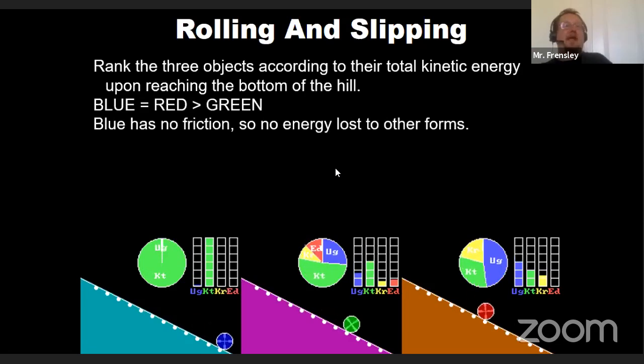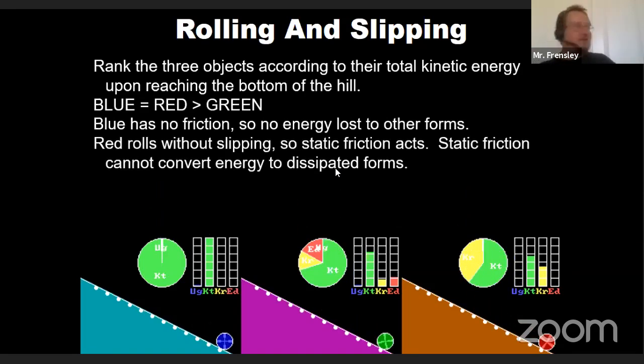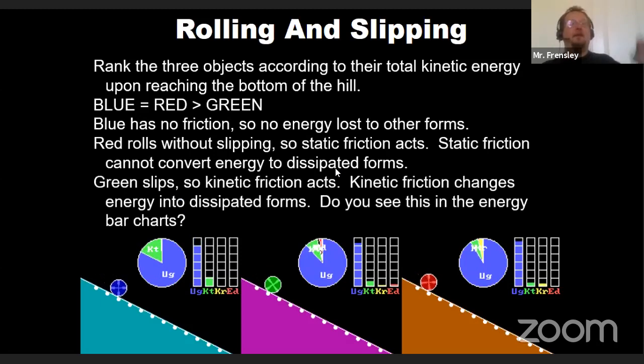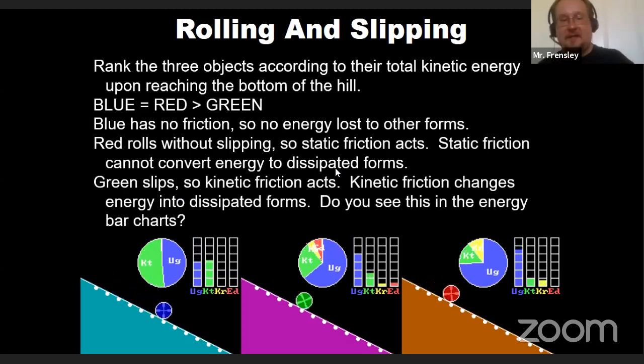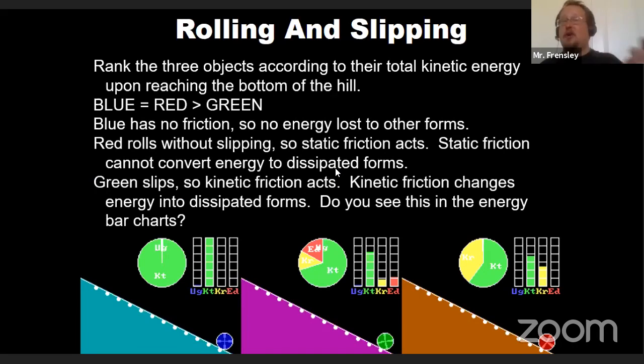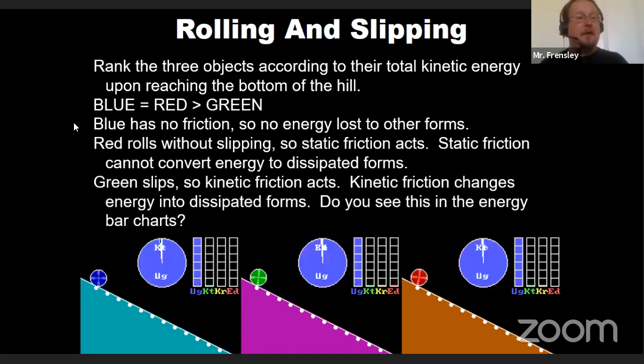So blue and red end with the most kinetic energy, tied. Blue has no friction, so there's no energy loss to other forms. Red rolls without slipping. Static friction can't dissipate energy, but green slips, kinetic friction totally dissipates energy. So watch that in the energy bar charts. Do you like that? That's a really good concept question I would totally ask on a P1 exam, and this year a C exam too, right? Because this year is a whole writing exam, right?